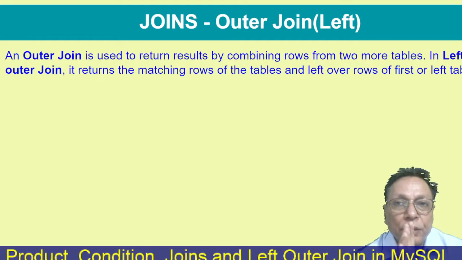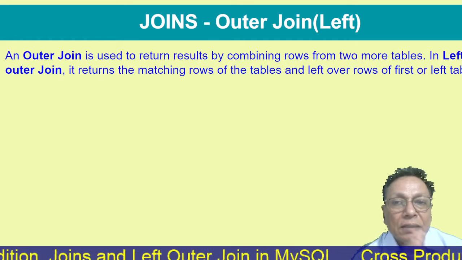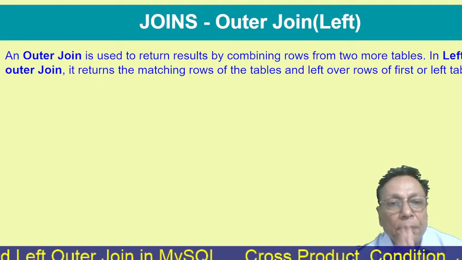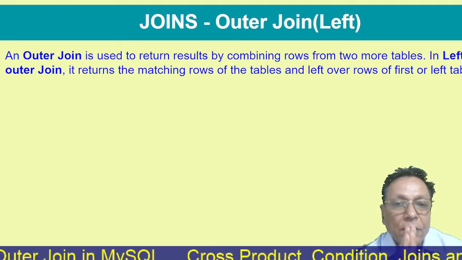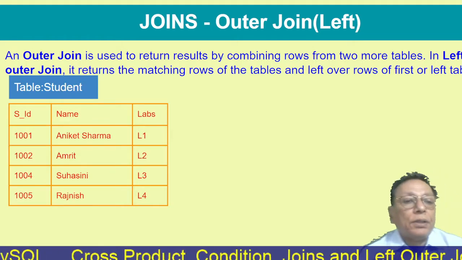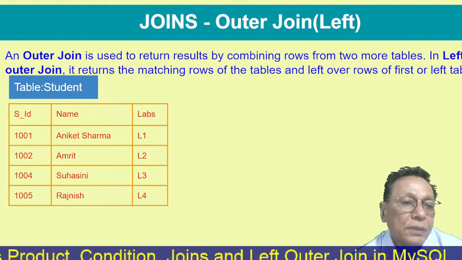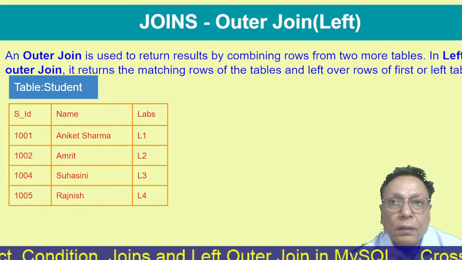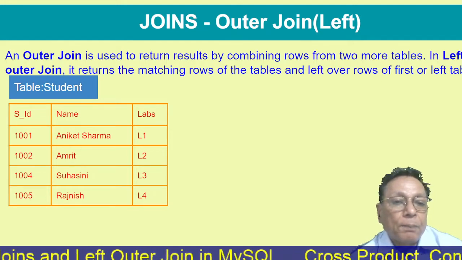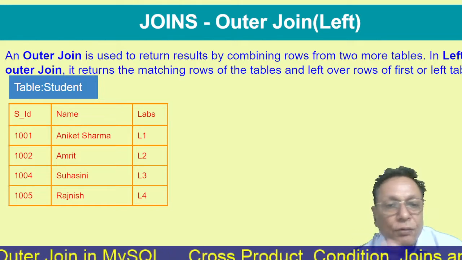So there are two tables, and the first table is known as the left table, and the second table is known as the right table. And here we are going to apply left outer join. So let's see how to join it. Suppose I have the table student, and in this table I have four records, four students, with student ID and respective names and labs where they have to go for learning or to study.